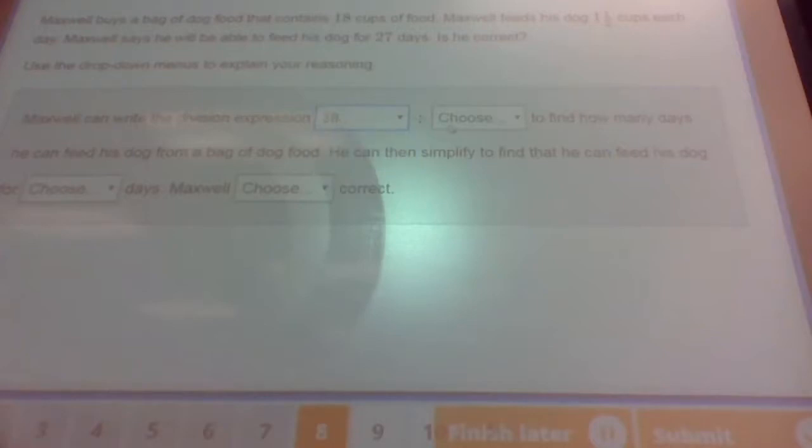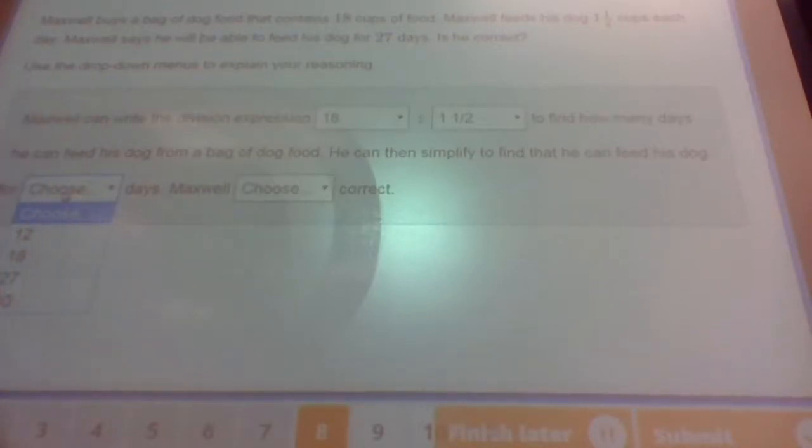18 divided by 1.5. Okay, because it says he feeds his dog 1.5 cups every day. So I'm gonna take that food and I'm gonna divide it by days, right? How many days? To find out how many days he can feed his dog from a bag of dog food, he can then simplify to find that he can feed his dog for. Now let's work that out.